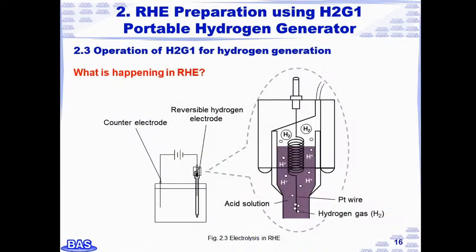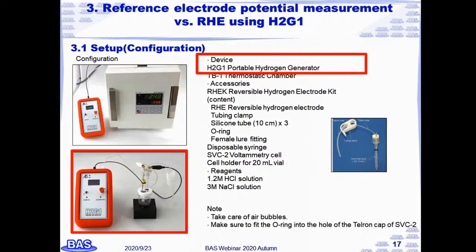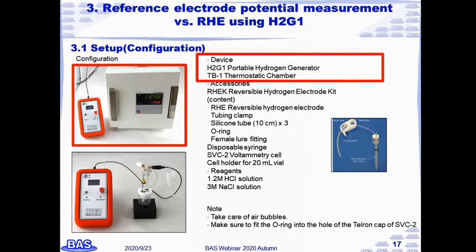We show you what is happening inside the RHE. This is the main part of RHE. Hydrogen gas is generated along the platinum wire in acid solution by electrolysis. Here is the setup for reference electrode potential measurement vs RHE using H2G1. We will also use the TB1 thermostatic chamber to control the temperature to 25 degrees Celsius.